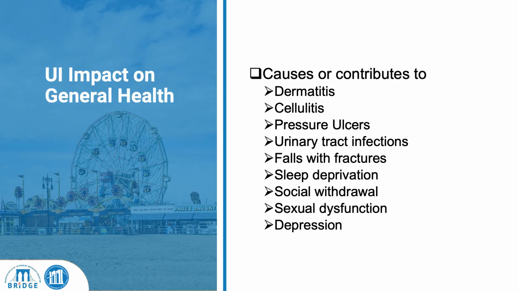So what are some of the causes? Or rather, what does urinary incontinence contribute to? It impacts the general health. So it may increase the risk of developing dermatitis or cellulitis, increased risk of pressure-induced skin injury, urinary tract infection, falls and complications of falls, sleep deprivation, social withdrawal, sexual dysfunction, and again, it's associated with an increased risk of depression.